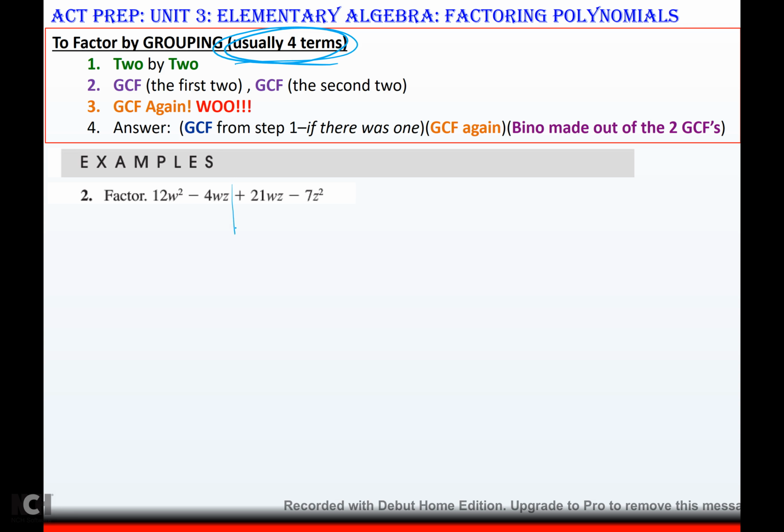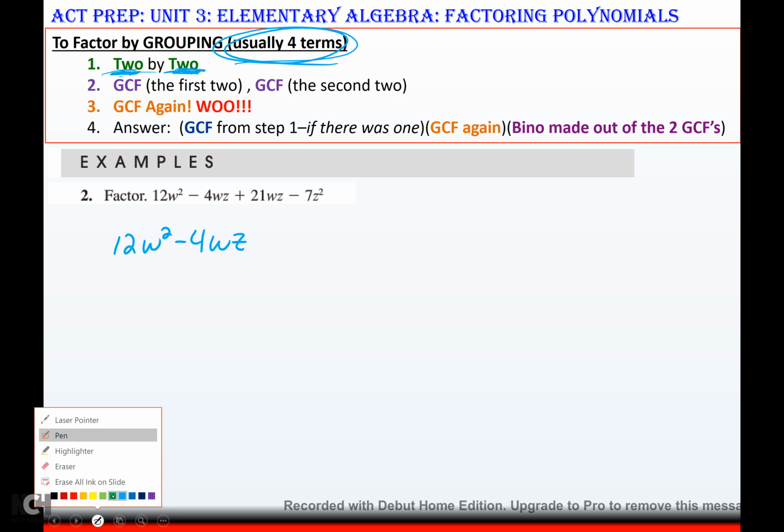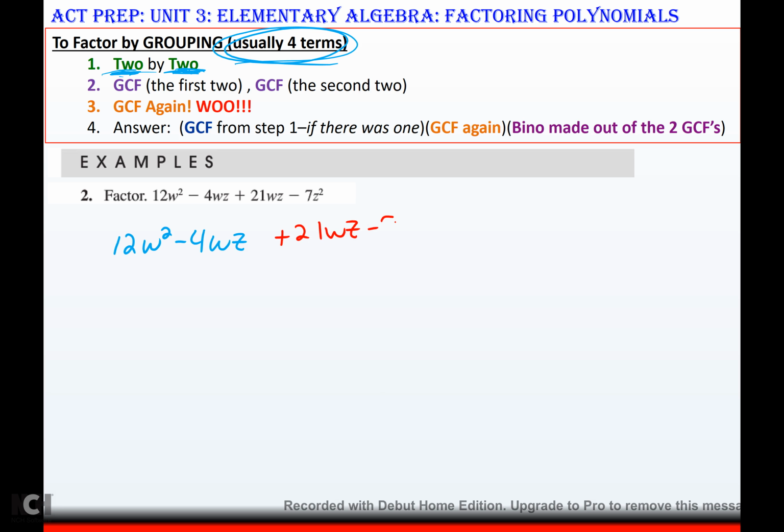Or combine like terms first. So this technique is called grouping. And my little song goes 2 by 2, just like Noah. Animals came on the ark 2 by 2, yeah? So 2 by 2 means you literally split that polynomial in half. So I'm going to have 12w squared minus 4wz. There's half of the polynomial. And I'm going to split it, and put the plus 21wz minus 7z squared in a different color, just so that you can see that split there.